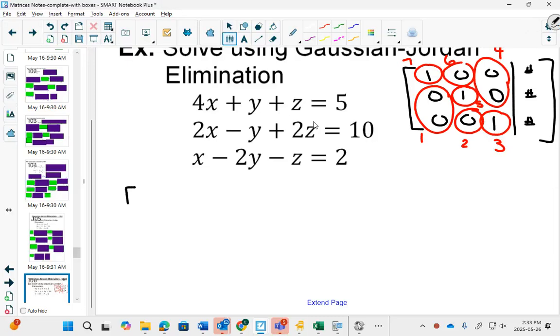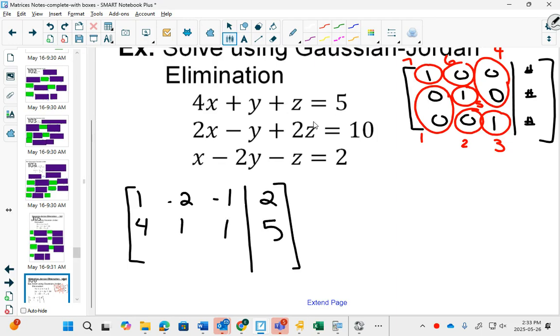But to start off with, we need to make our augmented matrix. And sometimes when I make my augmented matrix, I really like having a 1 up there to start with. So you see in equation 3, I'm just going to write equation 3 first: -1, -2, -1, 1, -2, -1, 2. The other ones I'm not too concerned about, so I'll just write them in the order that they're there: 4, 1, 1, 5, 2, -1, 2, 10.